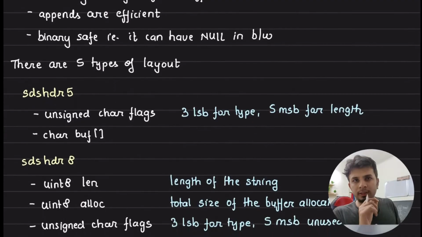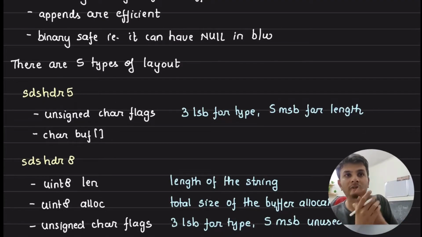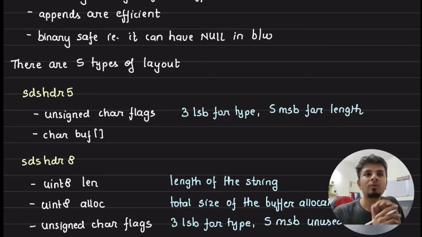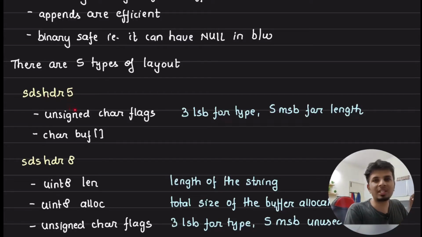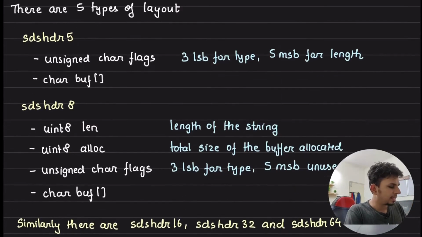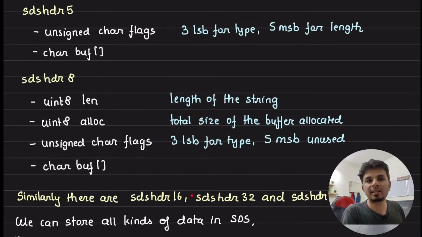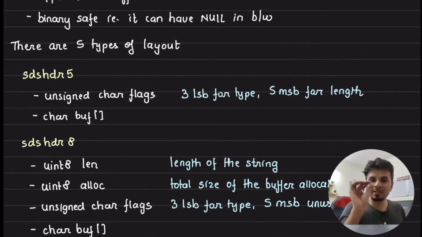So here Redis has 5 types of layout. Just like any other type, it has layouts. Now, the first layout is SDS HDR5. HDR is header. So simple dynamic string header 5, simple dynamic string header 8, and there are others like simple dynamic string header 16, 32 and 64. You could have very clearly guessed what this is all about, but still there is one very interesting optimization that I would want to talk about here.